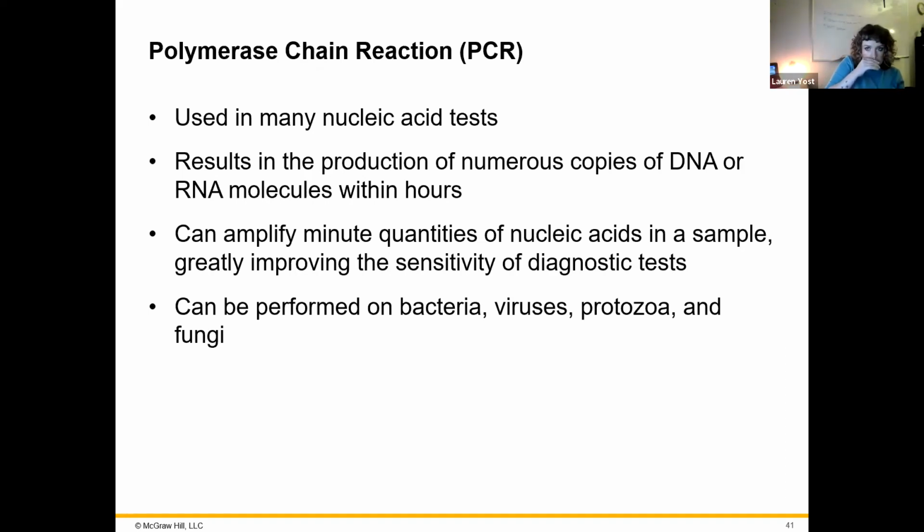Okay, sorry. Is it chain? All right. Polymerase chain reaction, PCR. It's used in many nucleic acid tests. We can have numerous copies of DNA or RNA within hours. This can amplify even small amounts of nucleic acid in a sample. So it's very sensitive for diagnostic testing. It can be performed on bacteria, viruses, protozoa, and fungi. So it's pretty broad spectrum.